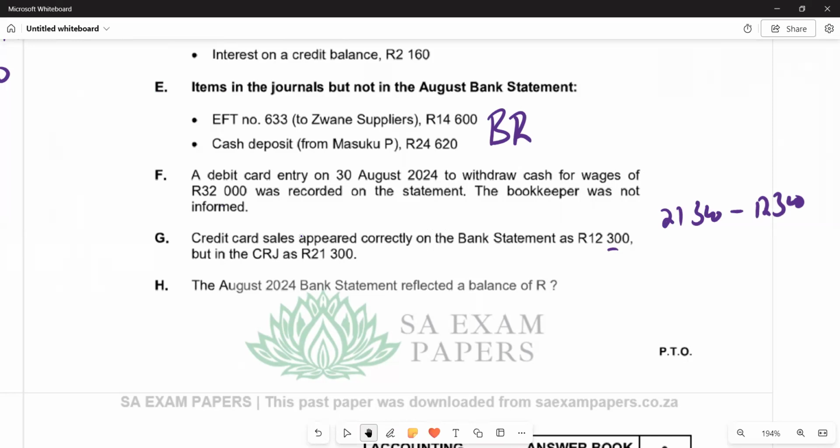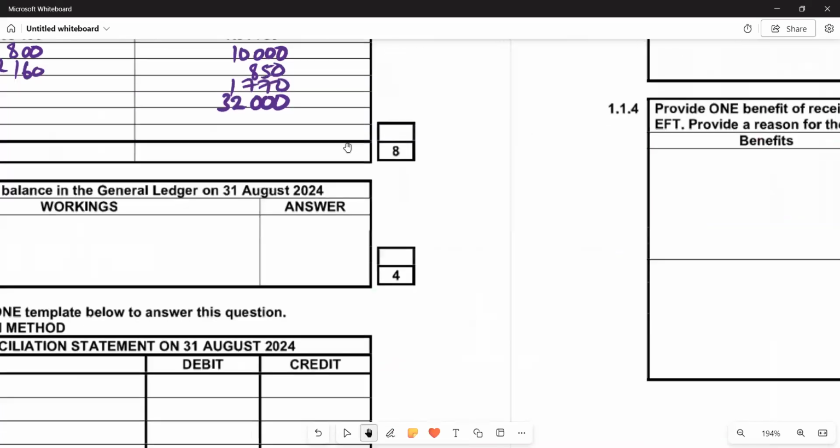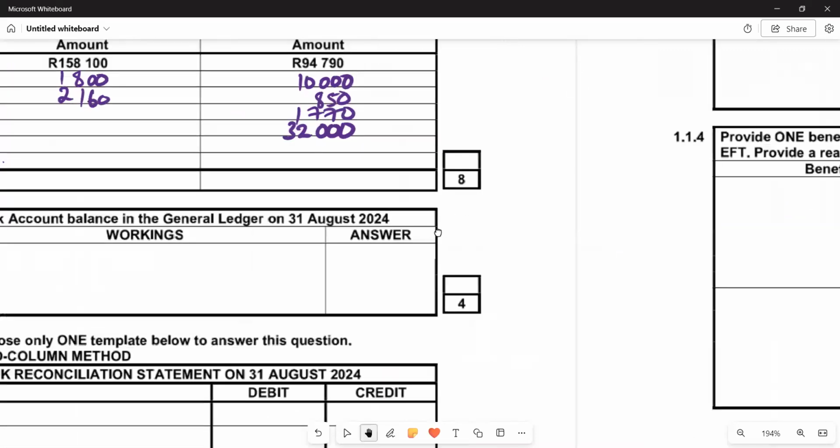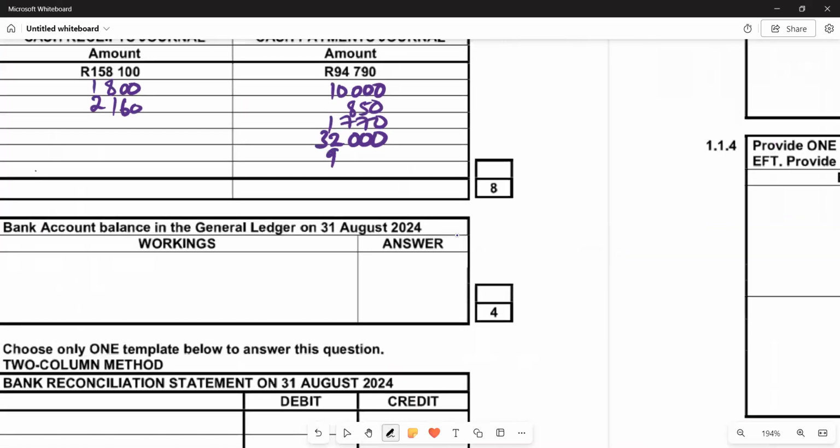And we try to calculate that one, see what we get. 21,300, and then you subtract your 12,300. And you are going to get your 9,000. So we entered in the cash receipt journal a higher figure. So we have to cancel the 9,000 here. By canceling it, you go to the payments now and enter it as 9,000. So we go there. So we are saying 9,000. So this is what we have. Then we can move on to see what we have next.